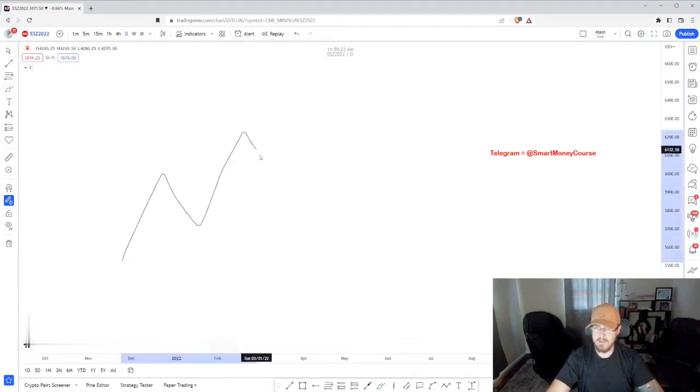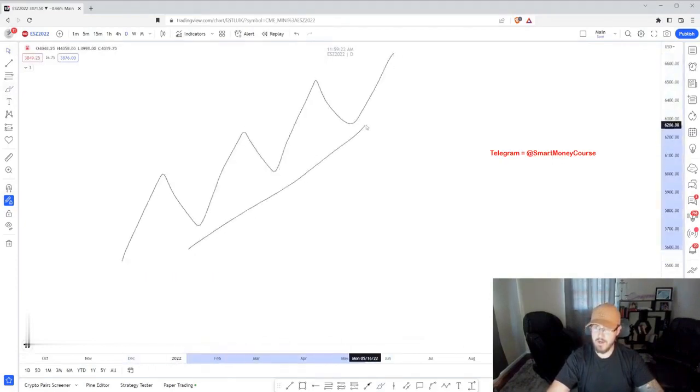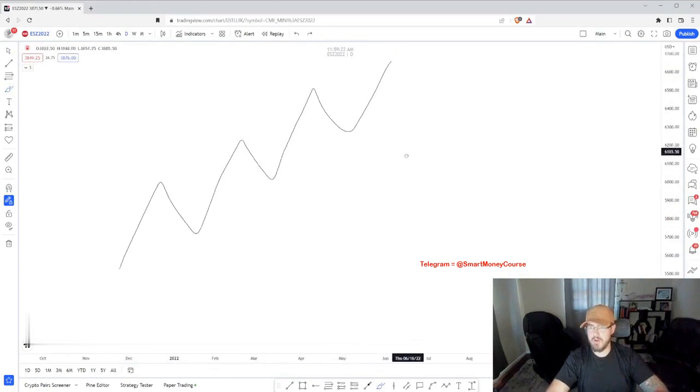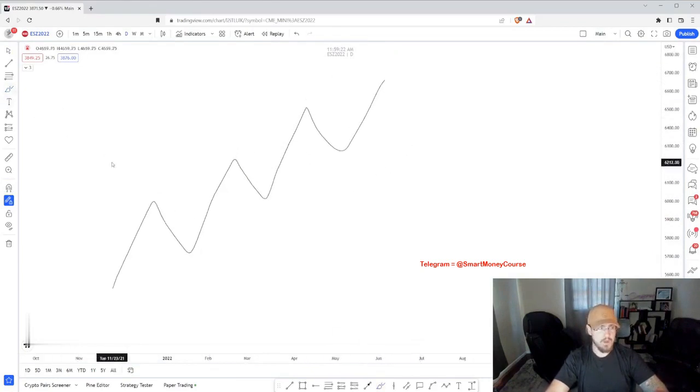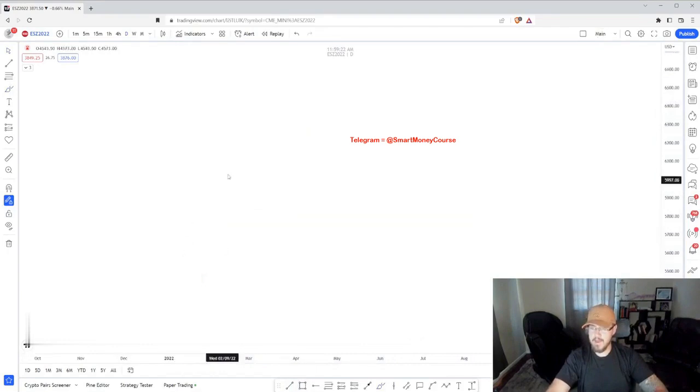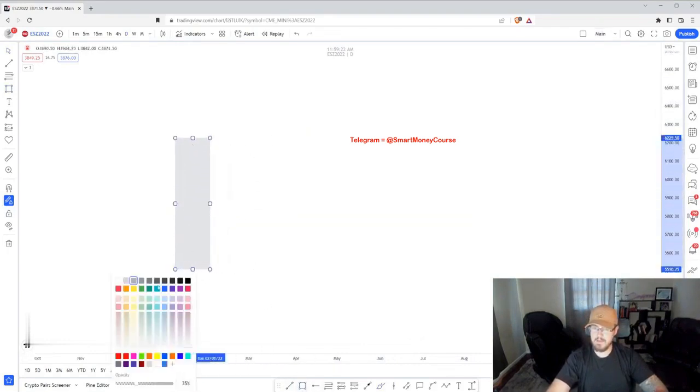You've got your highs and lows. Whether you're a trend line trader, whether you're trading supply and demand, whether you're trading whatever it is, you're most likely incorporating market structure. So on a very simple level, we all know that market structure is highs and lows, but there's a lot of different ways to map this.